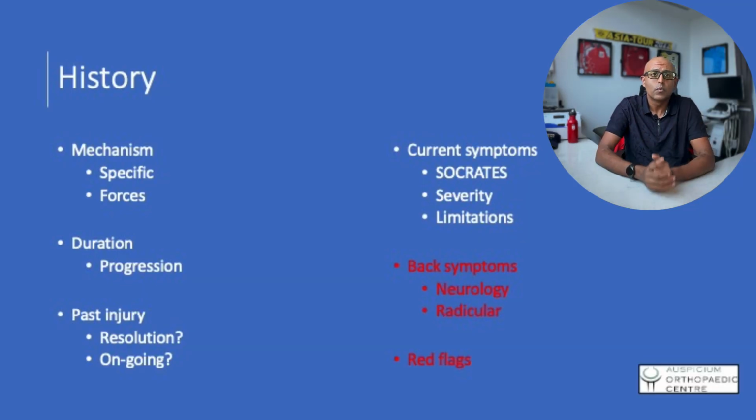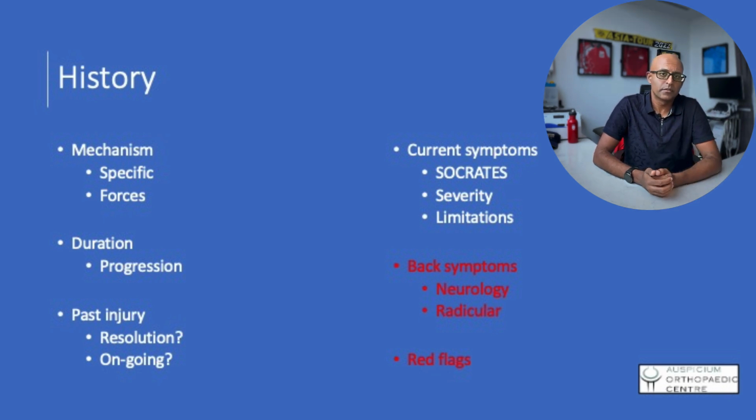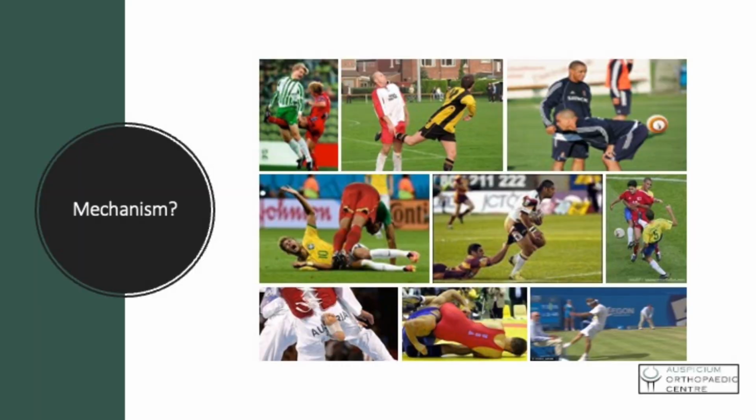And then lastly, we must never forget about red flag symptoms. This is really important. So if somebody has bilateral lower limb symptoms, always consider the spine and always look out for red flag symptoms prior to moving on to further assessments. So let's have a look at the mechanism.